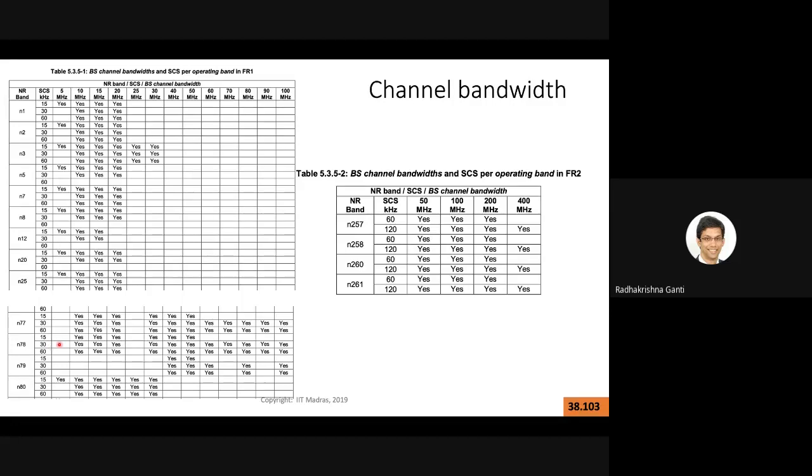Okay. So for every SCS and every band, this is Release 15. Maybe in Release 16, some more things became supported. I don't know. But in Release 15, these are what we have. So you should see this particular table, 5.3.5.1 in 38.103, to understand what bandwidth is supported by the system. Okay, is this clear? Similarly, you have the FR2 channel bandwidth.